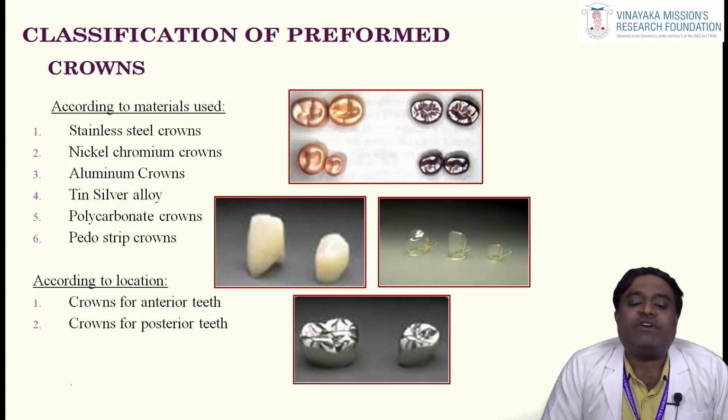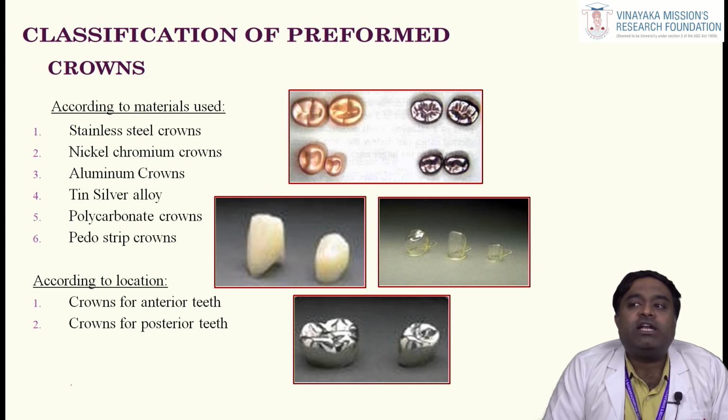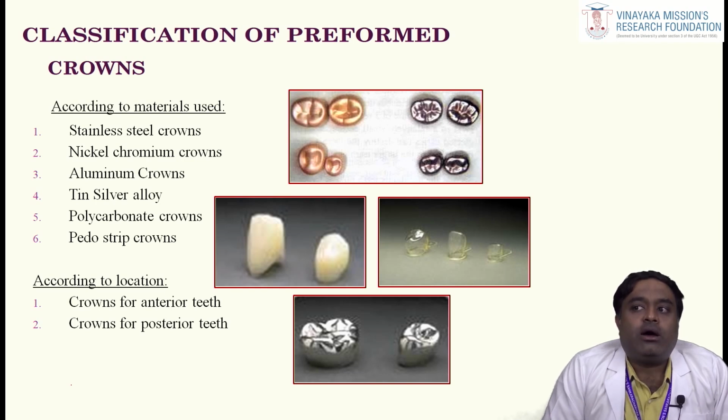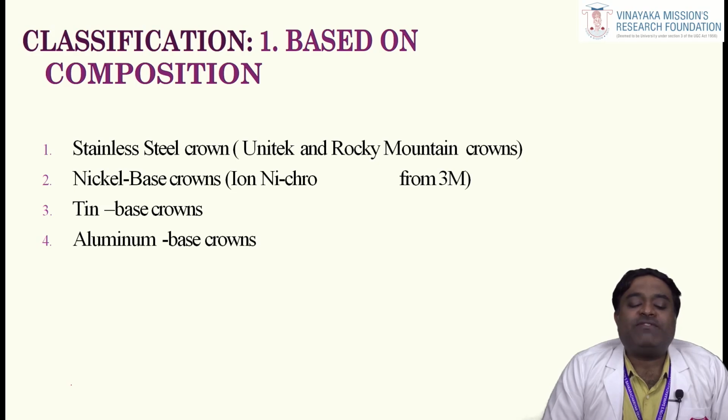Next, coming to the classification of the preformed crowns. Here, it is according to the materials used and location. According to the material used: stainless steel crown, nickel chromium crowns, aluminum crowns, tin silver alloy crowns, polycarbonate crowns and pedo strip crowns. According to the location: crowns of anterior and posterior teeth. Next, classification based on the composition: stainless steel crown, nickel based crowns, tin based crowns, aluminum based crowns.